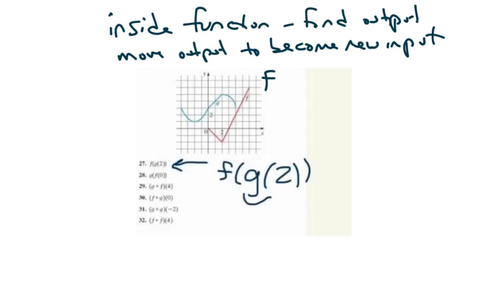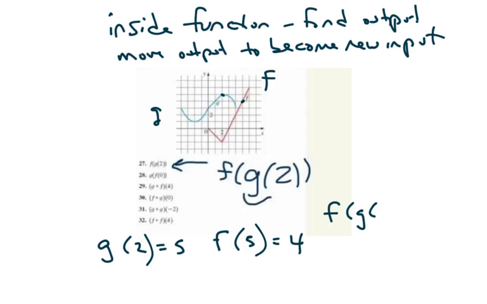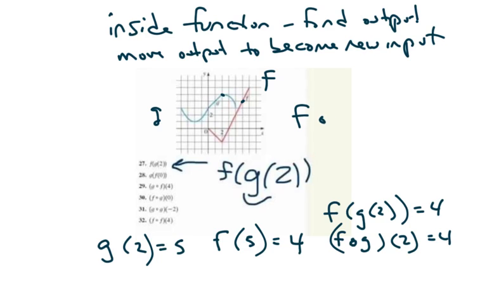So let's just be clear here, that is f, this is g. F of g of 2. The first thing I need to do is find g of 2. And it looks like g of 2 is 5. So g of 2 equals 5. I used that first because it's the inside function. Now I take that 5 and I put it into the f function, and I find that f of 5 is 4. So f of g of 2 equals 4. I can also say it like this, f of g of 2, and that's not a dot, it's an open circle. It doesn't say fog. It says f of g of 2.